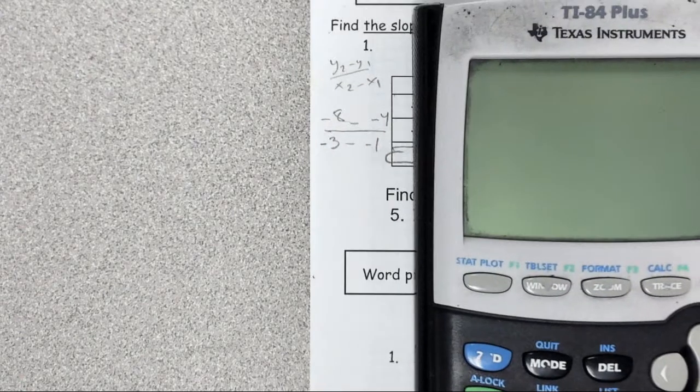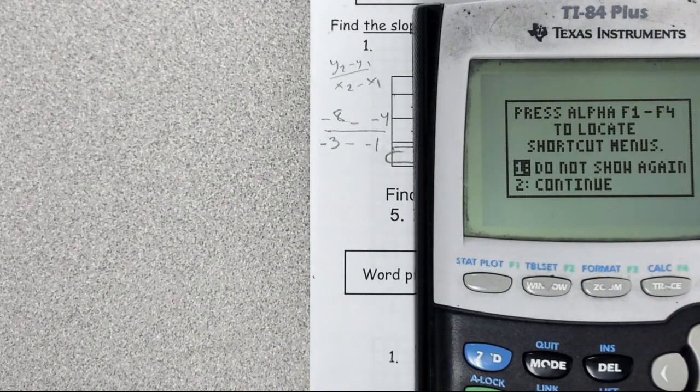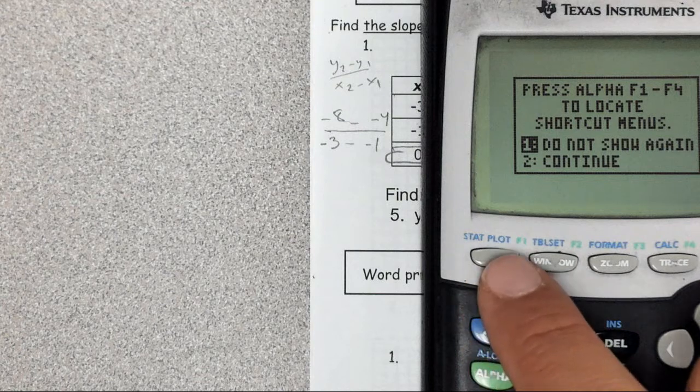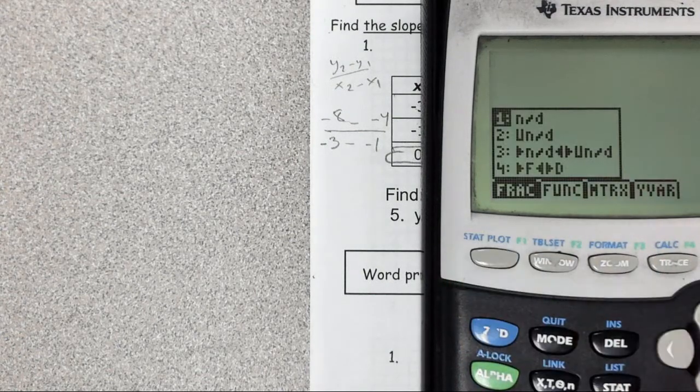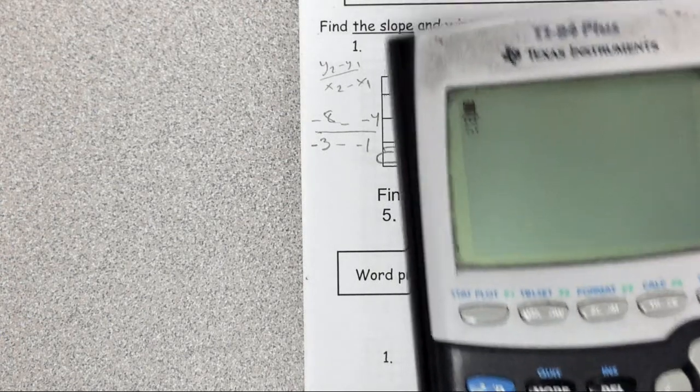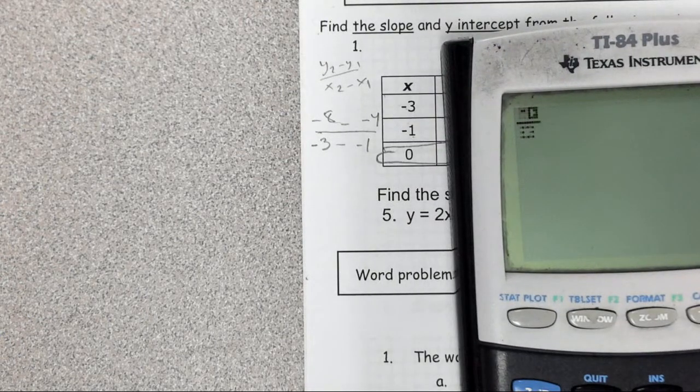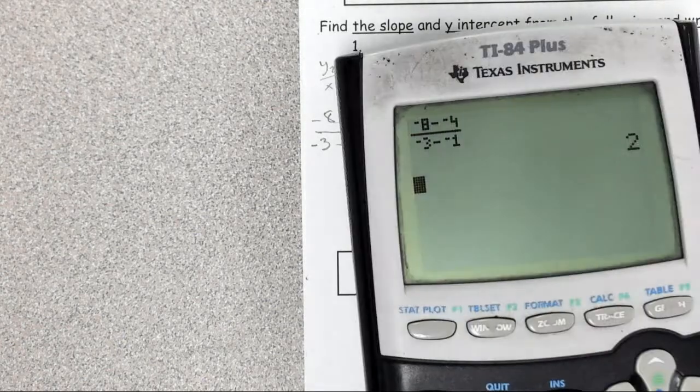Alright, so now we're going to take the calculator. If I press alpha, y equal to, enter, that will give me an empty fraction. And then I can go ahead and put negative 8, take away negative 4 on top, and negative 3, take away negative 1 on the bottom. That will give me my slope, which is 2.